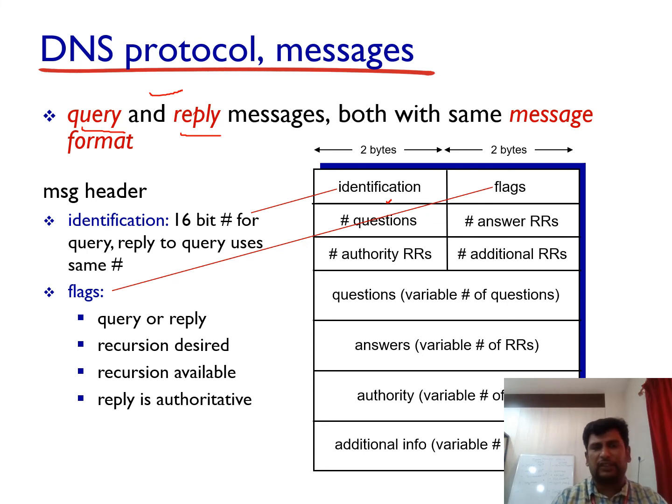What is the 16-bit identification about? For the query or the reply to that query, the identification bits are included. Then we have the flags, which use 16 bits. The different types of flags possible are query or reply, recursion desired or not, recursion available or not, and reply authoritative or not. That will be indicated by your flag values. And these are the different questions, and the respective answers and additional info available in the DNS protocol messages.